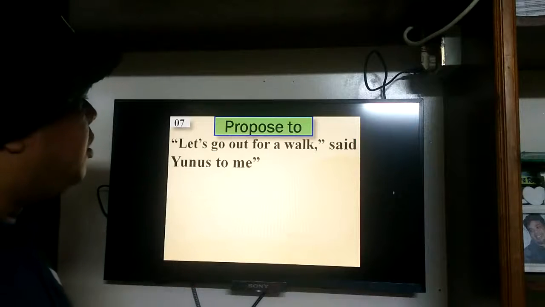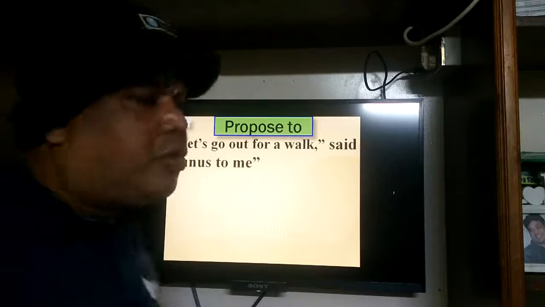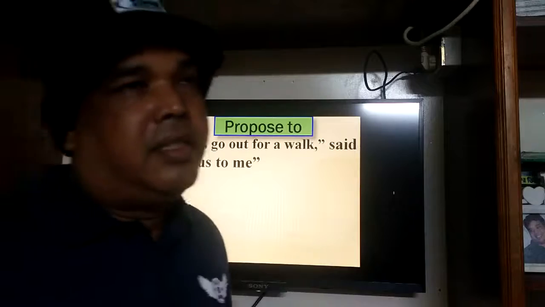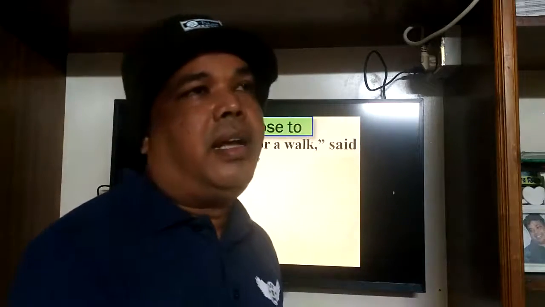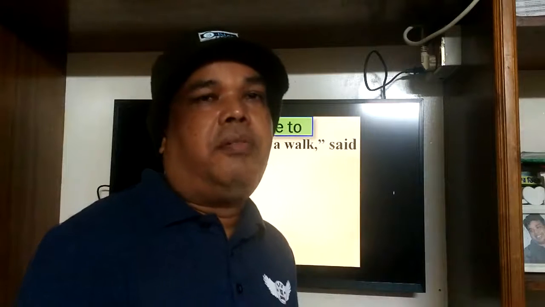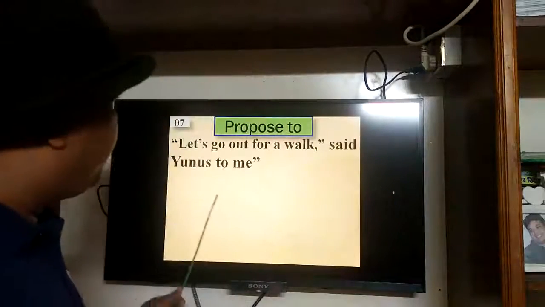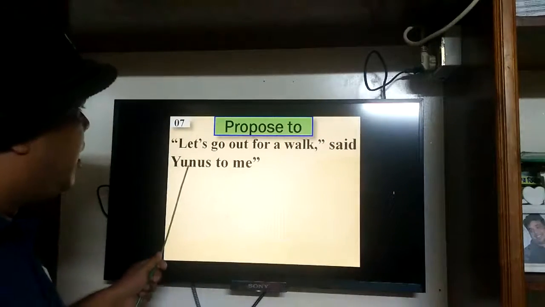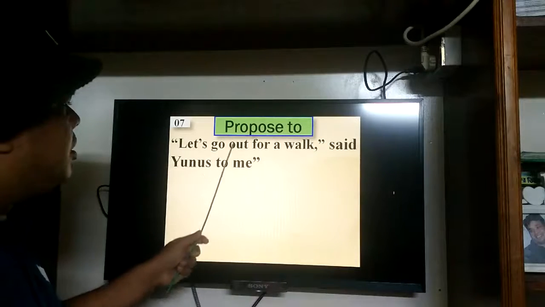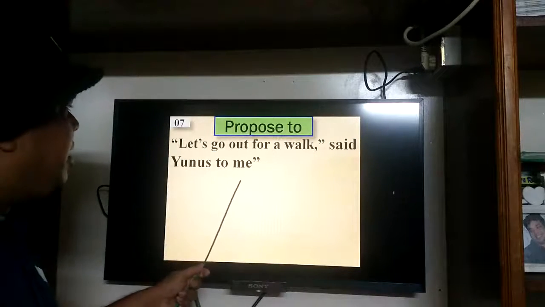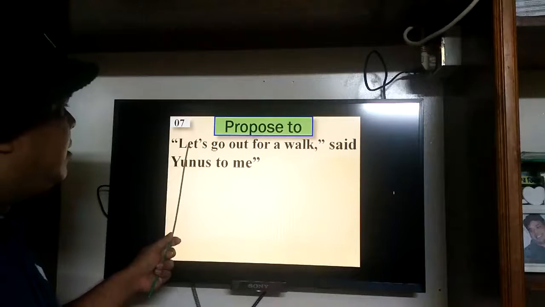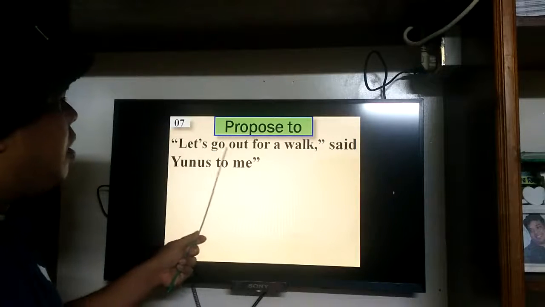Propose to. Let's go out for a walk, said Yunus to me. How do you understand? You have to write a reporting verb, propose to. When reporting speech written with let's or let us, then you have to write propose to as a reporting verb. So here your answer will be, Yunus proposed to me that we should go out for a walk.